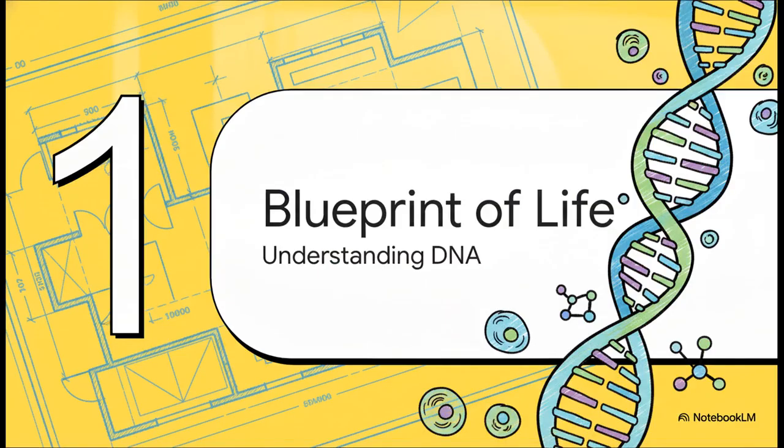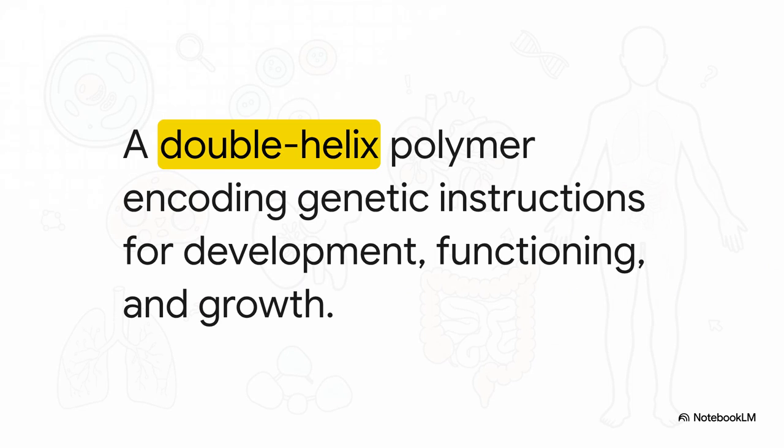Section 1. The Blueprint of Life, Understanding DNA. DNA stands for deoxyribonucleic acid. Think of it as a polymer made of two polynucleotide chains wrapped around each other in that famous double helix shape. But this isn't just some pretty structure. It's literally the master architectural blueprint for you. It carries every single genetic instruction for the development, functioning, growth, and reproduction of all known living things. It is the absolute core of how you are built.